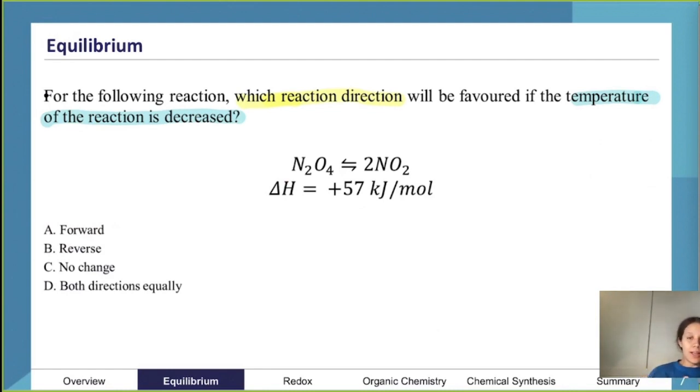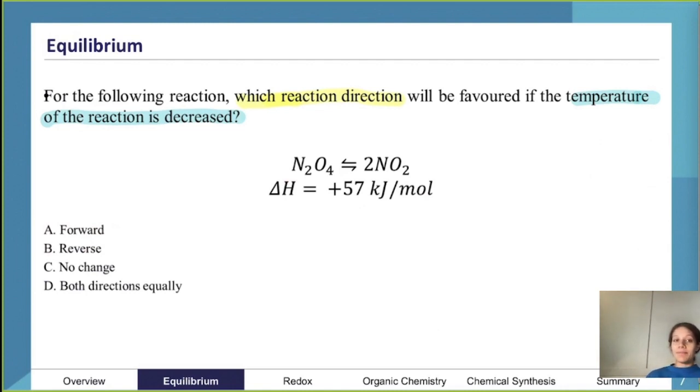Okay, so hopefully you've had a little bit of a go at considering this question. So first thing I would have a look at is the actual wording of the question itself. We're looking at which reaction direction will be favored. So we want to think about forward or reverse, or any combination of that. And which direction will be favored if the temperature of the reaction is decreased. So here we're looking at the topic of factors that affect equilibrium.